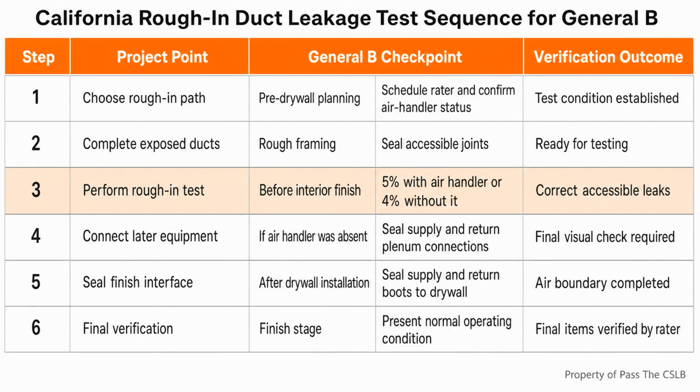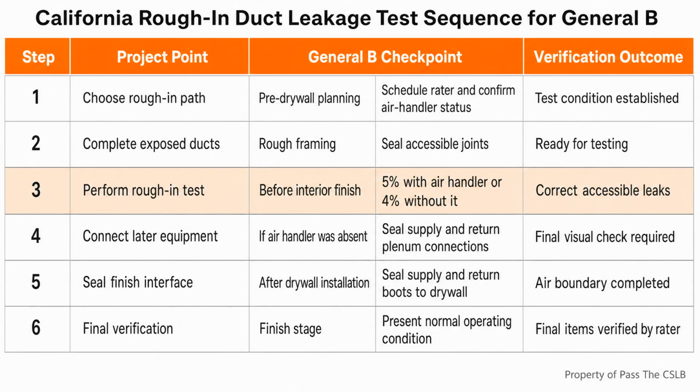If the air handler is installed later, its supply and return plenum connections still need proper sealing and final visual verification. At the finish stage, the register boots must be sealed to the drywall. The sequence is not complicated, but the two test conditions create different numbers. That is where people commonly mix up the rule.